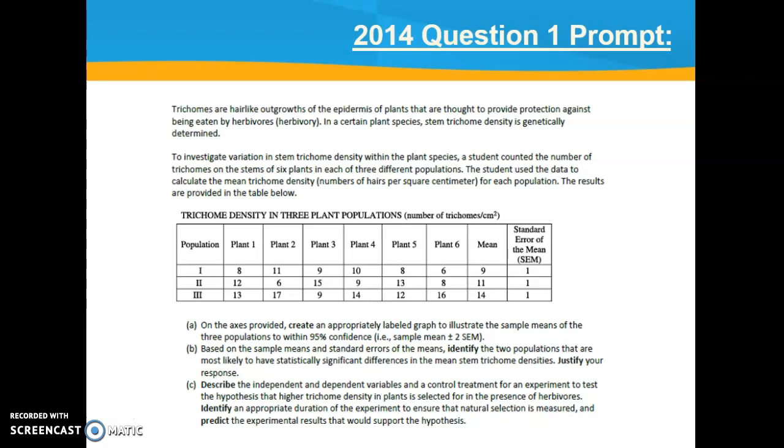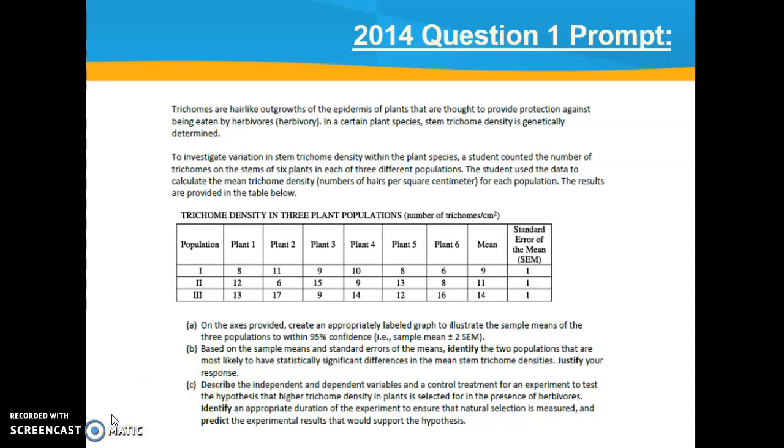Pause the video here, read the prompt, but keep in mind that you're not going to be asked to graph anything on this year's exam. I will show you the graph. What you could be asked to do is look at the graph and analyze the data. So pause here, read the prompt, and then we'll take a look at the graph.